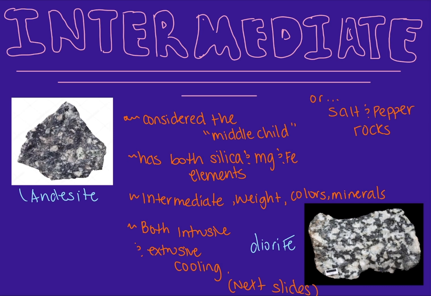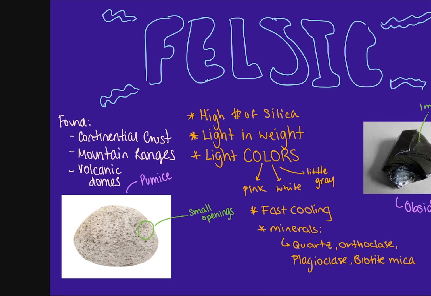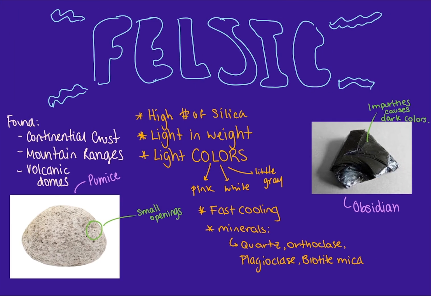Remember, this is cooling. Now, lastly on our list, we have felsic rocks. These are lighter in color and weight, and can also be found around the continental crust, as well as different types of mountain ranges. In the image to the right, you can see a darker color on this rock. Although felsic rocks are usually lighter in color, due to some impurities that have gotten in the way, they can change color.